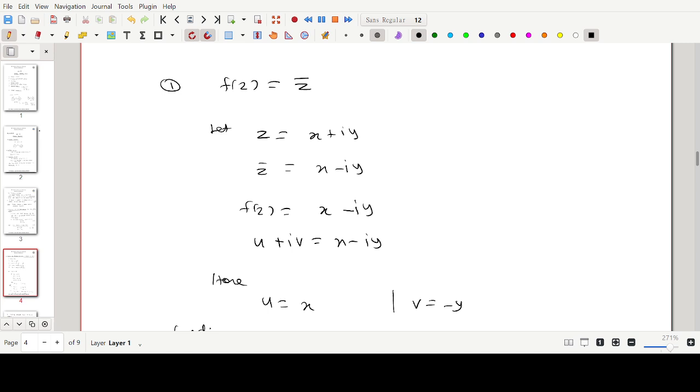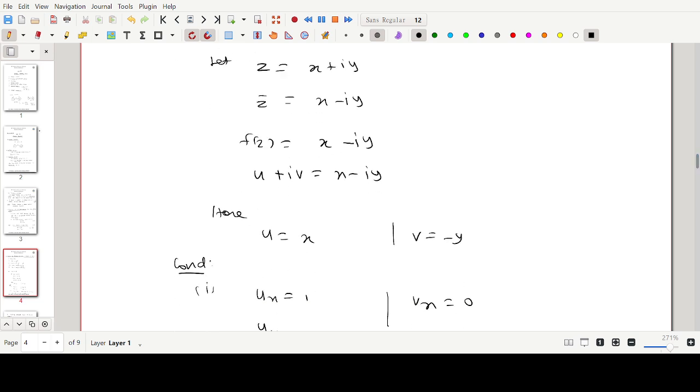Listen here. Just consider the first problem. F of z is equal to z bar. What do you mean by z bar? You know z is nothing but x plus iy. Z bar is the conjugate of z, so whenever we have an imaginary part, replace plus with minus. That is the conjugate. You know very well, everyone. So here the function f of z is z bar. Here I am equating the real part and imaginary part of this given function. The real part is u is equal to x. What is the imaginary part? V is equal to minus y.